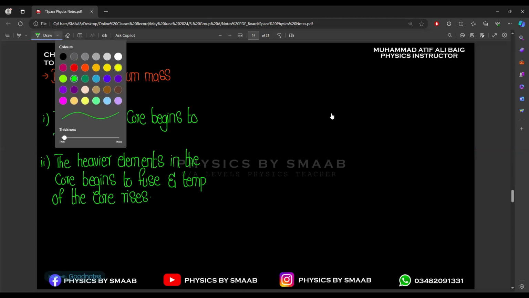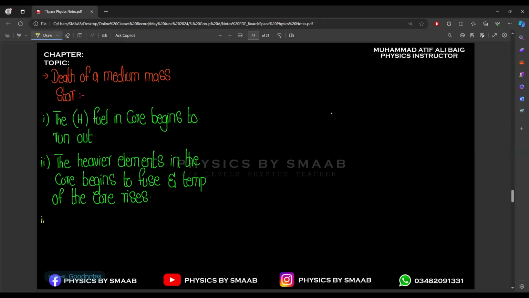And then we have a third step. Now the temperature actually increases. So this high temperature causes the hydrogen on the surface to fuse as well into helium.